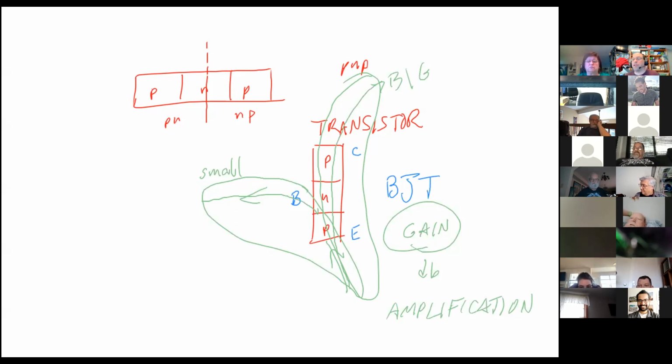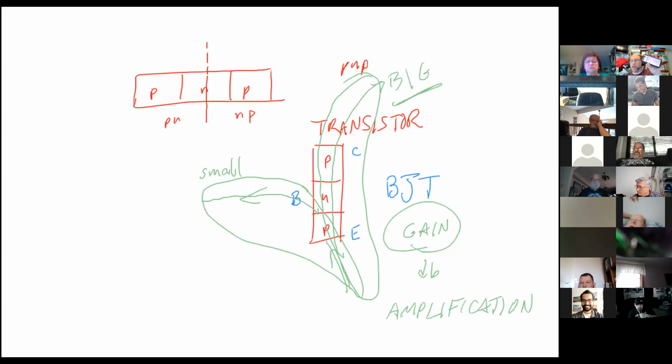We can also use it as a switch. If we just turn it on and run this to the point where the big current is really big, we just slam it on as high as it can go, this becomes a switch. This is the basis of what is going on inside every computer and every cell phone that you have. Basically, transistors used as switches to store values of ones and zeros.